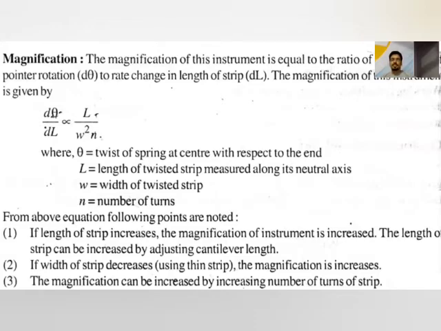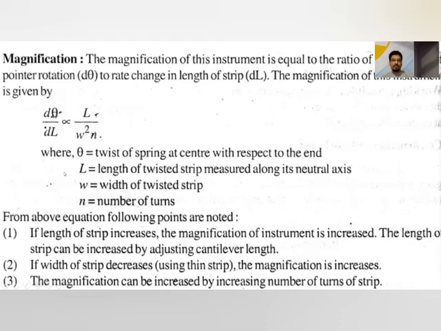So how is the magnification achieved with the help of the Johnson Mikrokator? The magnification of this instrument is equal to the ratio of the rate of change of pointer rotation, that is dθ, to the rate of change in length of the strip, dl. The magnification is given by dθ/dl, which is directly proportional to L/(W²N), where θ is the angle of twist at the center with respect to the end, L is the length of the twisted strip, W is the width of the twisted strip, and N is the number of turns.